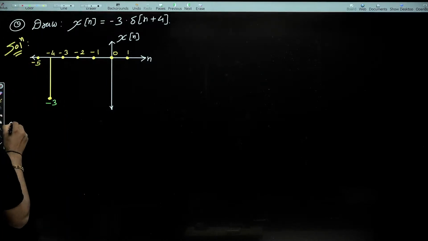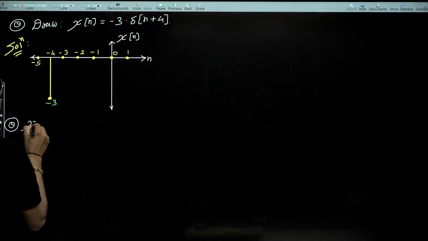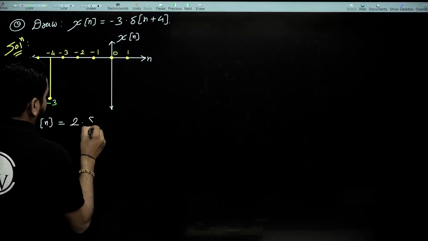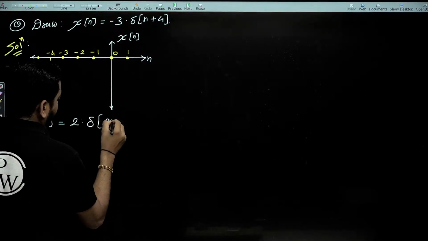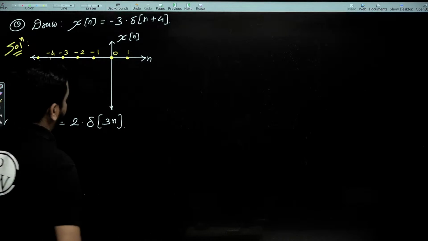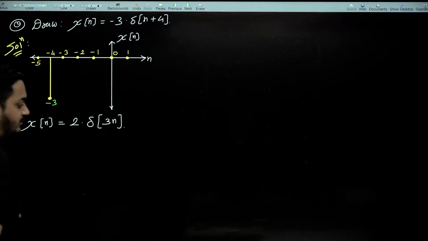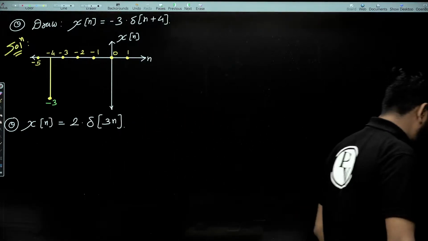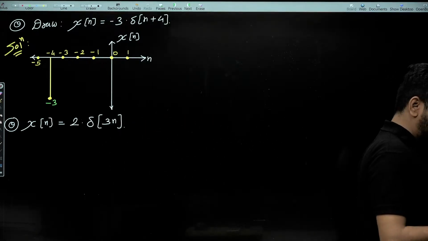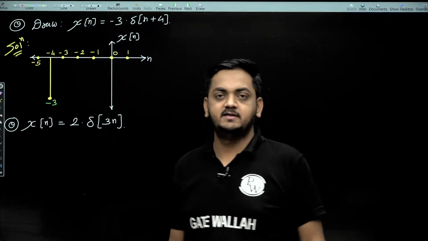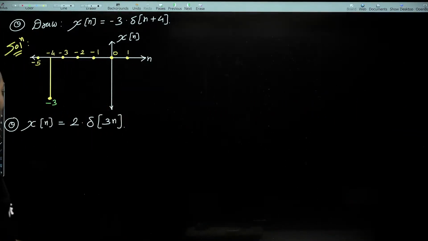Now suppose I am asking to draw x of n, time scaling, 2 times del 3n, guys, 3n. Then what is the location of this impulse, and what is the amplitude, guys? Anyone in the comment box? Tell me. What is the amplitude of this impulse function?